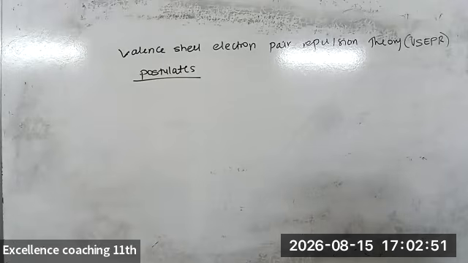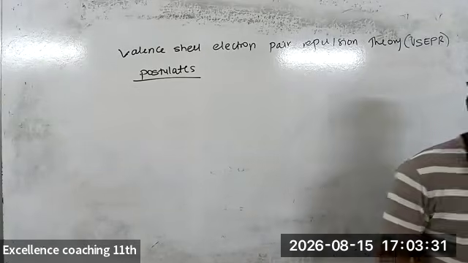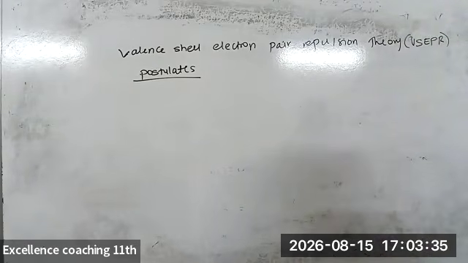Next postulate. A multiple bond is treated as if it is a single electron pair, and the 2 or 3 electron pairs of a multiple bond are treated as single super pairs.